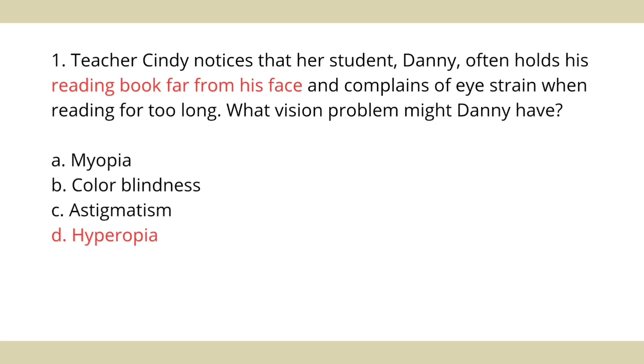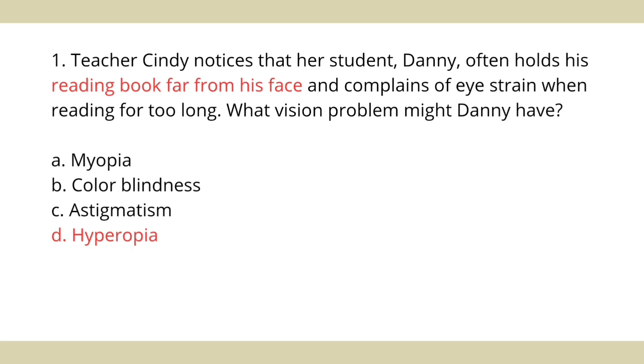The correct answer is letter D. Hyperopia. It is a type of vision condition where a person has difficulty seeing objects up close because the image is focused behind the retina instead of directly on it. In the scenario, Danny holds his book far from his face. This means he sees better at a distance than when the book is near.